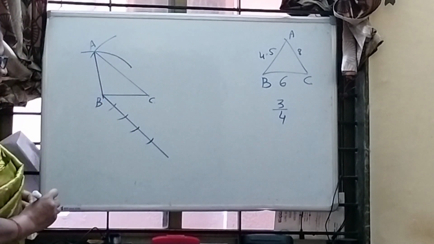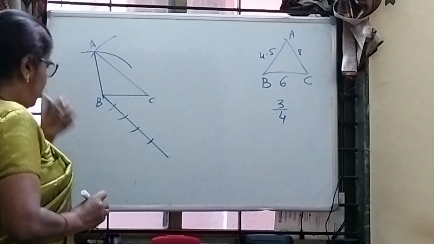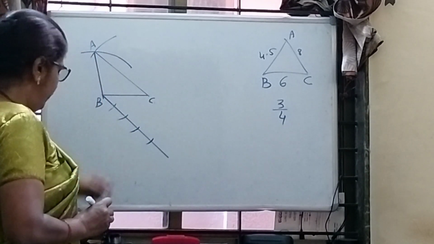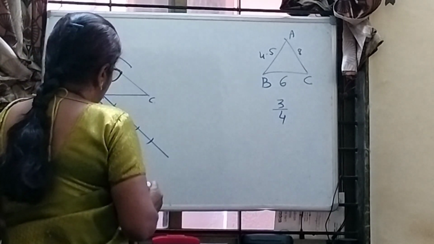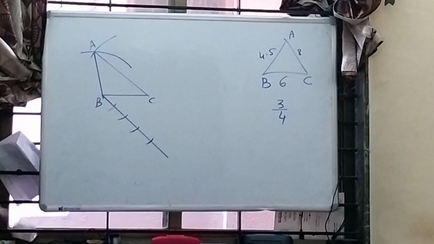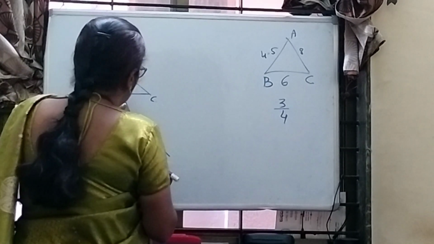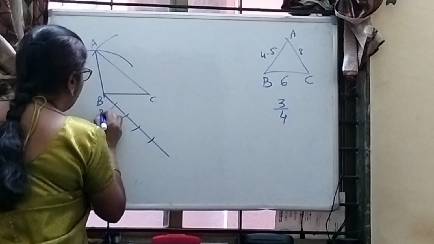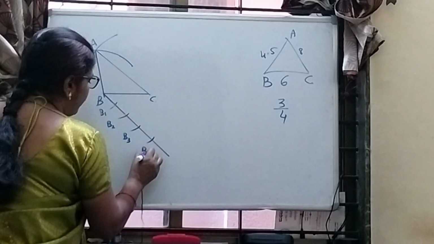After taking, how much do we actually need? So 3 we need, but what we have to do? 4 we have to take first. So draw the 4. Yes. So at this B, now you can call them B1, B2, B3, B4.